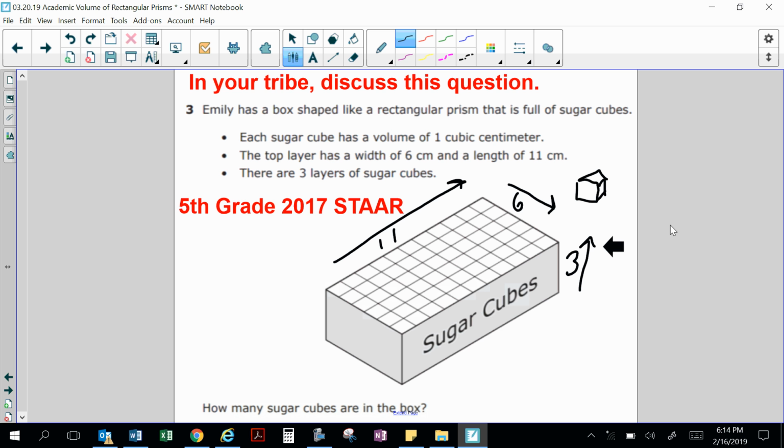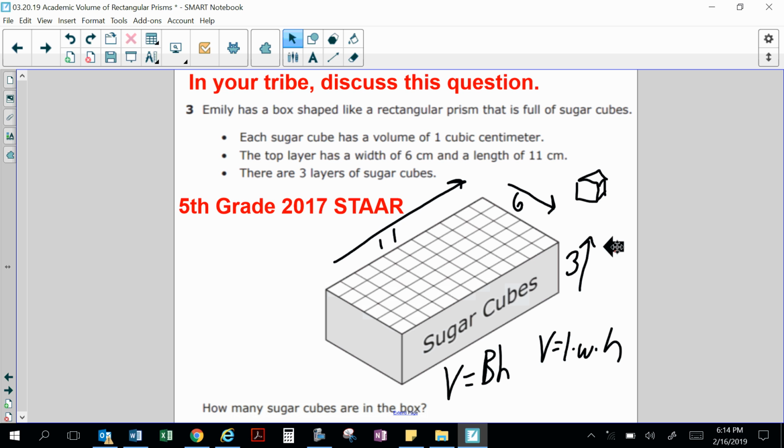Last year, you were given the formula V equals capital B H, and also you were given length times width times height. So in 6th grade, we do not use LWH. We use something called a capital B. But if you would like to use what you did in 5th grade, so the length is 11, the width is 6, the height is 3, 11 times 6 times 3.